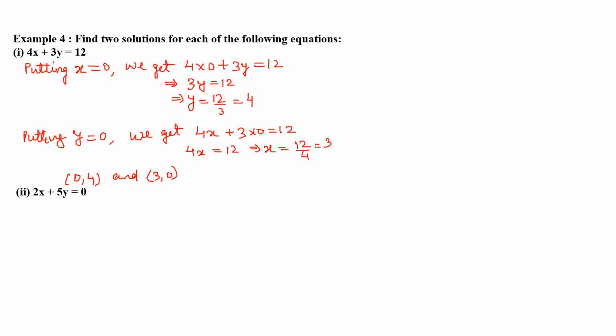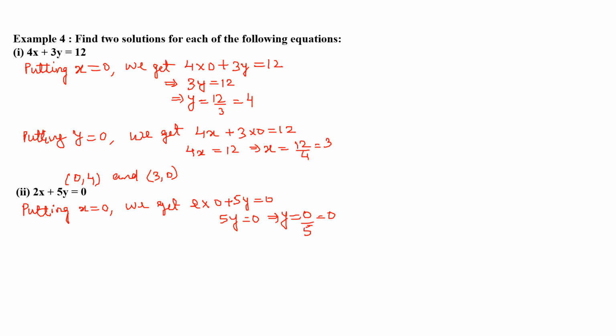Now moving to second question. 2x plus 5y equal to 0. So again I am putting x as 0. Putting x as 0, we get 2 into 0 plus 5y equal to 0. Now 2 into 0 is 0 only. So which will give me 5y equal to 0, and the value of y will be 0 by 5, which is equal to 0. Now here when I put x as 0, I got y also as 0.